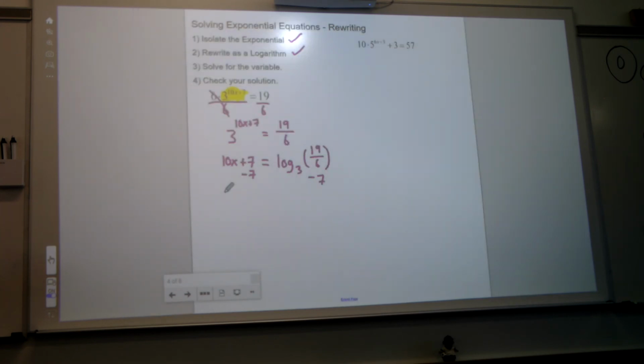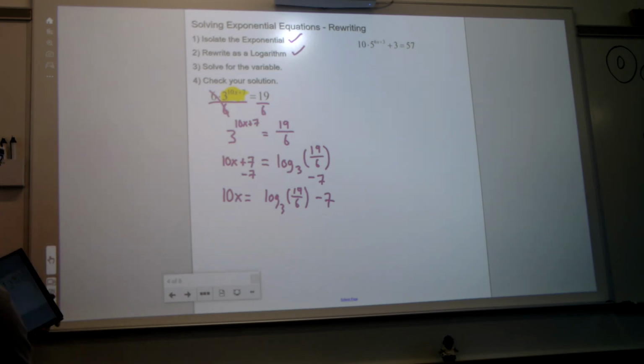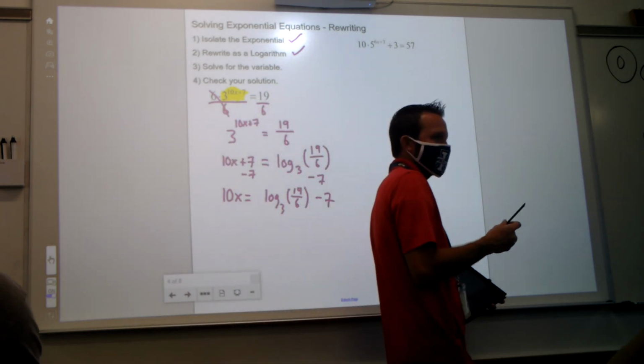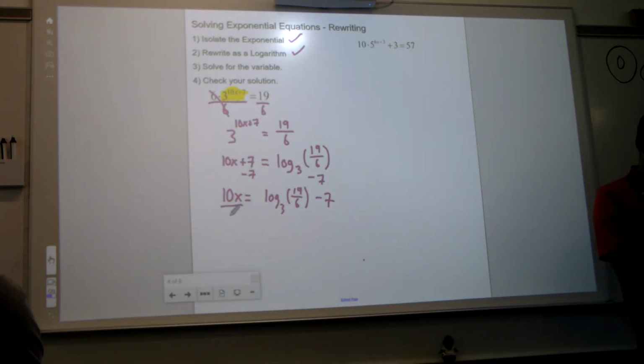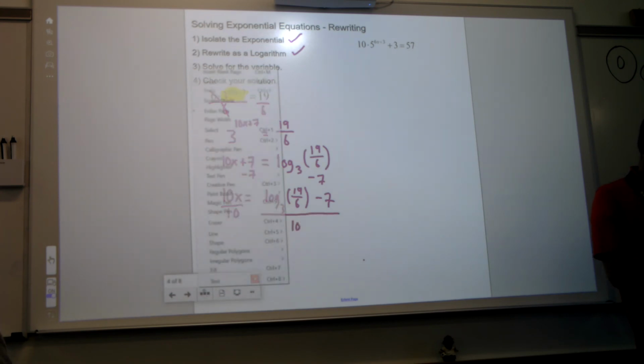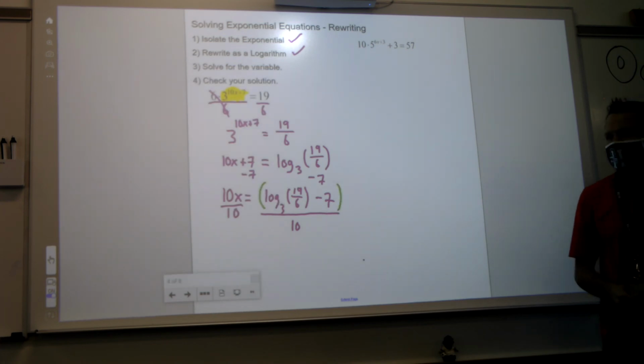So when I do that, I'm going to get 10x is equal to log base 3 of 19 over 6 minus 7. And then what would be my last step? Still solving. The 10 is timesing by the x. What's the opposite of timesing by 10? Divided by 10.